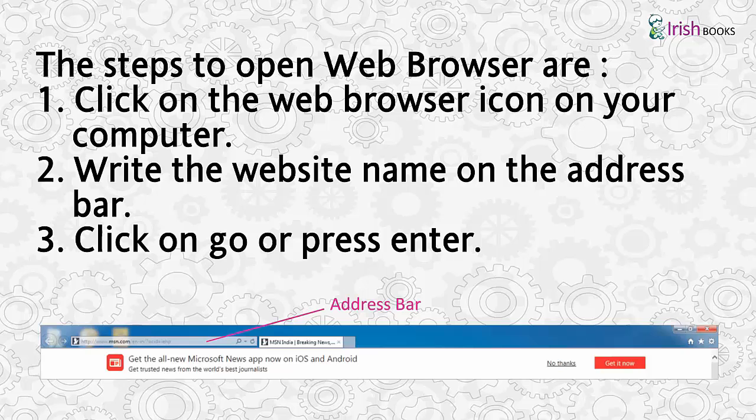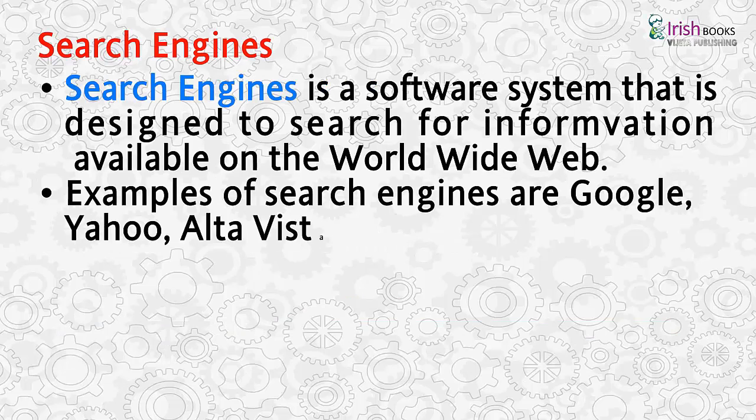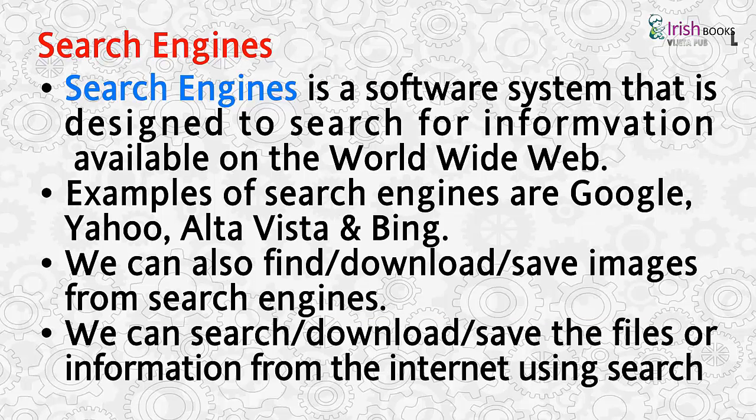Search engines. Search engine is a software system that is designed to search for information available on the World Wide Web. Examples of search engines are Google, Yahoo, Alta Vista, and Bing. We can also find, download, save images from search engines. We can search, download, save the files or information from the internet using search engines and use it whenever required.